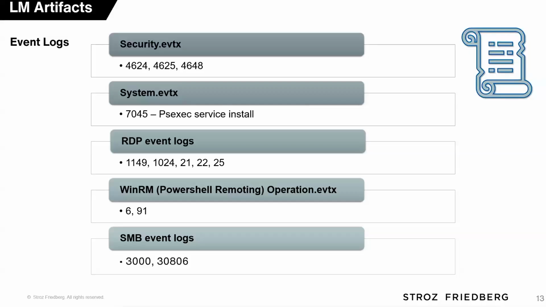We include a plethora of event IDs. This is just a small representation of what we include in the artifact. So, beginning with login and logoffs from security and RDP event logs, including the PsExec service install, as well as PowerShell remoting and Server Message Block, or SMB, access activities.